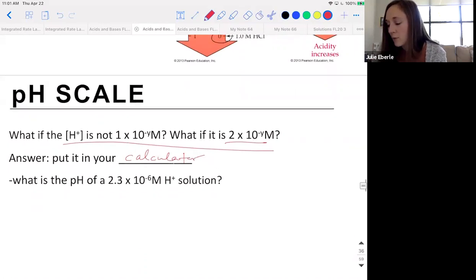So again, if it's 2.3 times 10 to the minus 6, we'll know it'll be around a pH of 6, but it's not going to be exactly a pH of 6. So what would you get? Negative log of 2.3 times 10 to the minus 6. 5 point something.